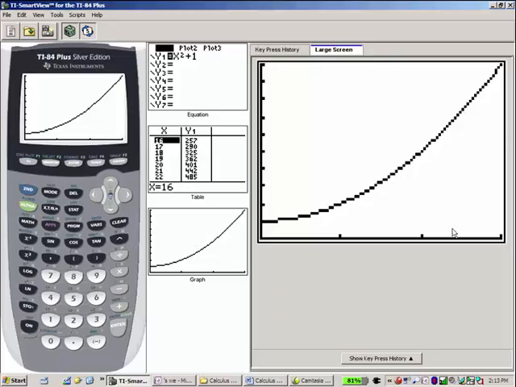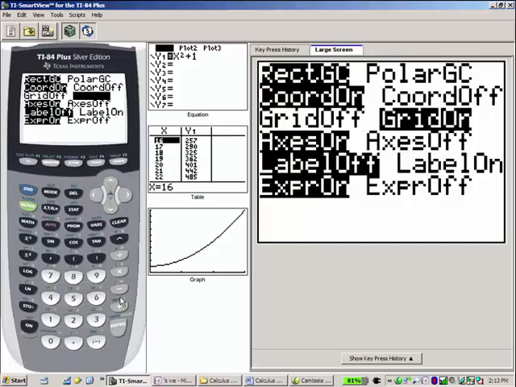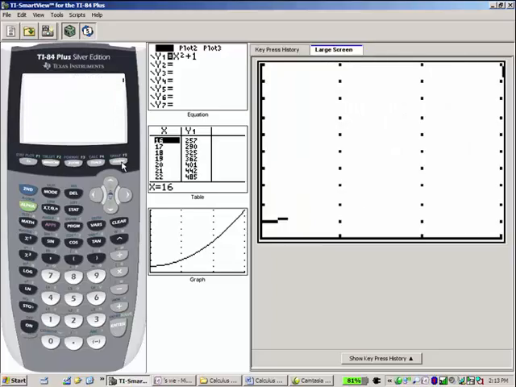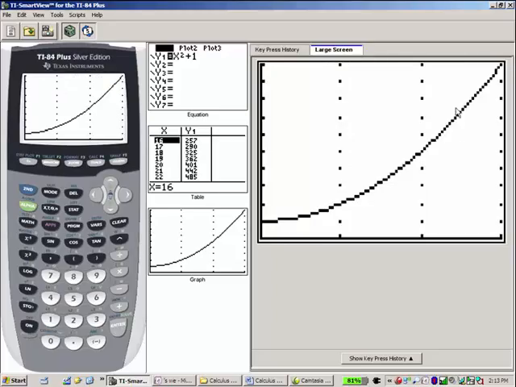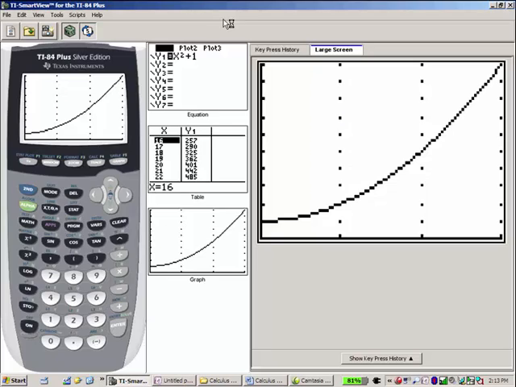So, if I asked you for the area under this curve, it might be hard to do, but on your calculator, if you go to second format, which is second zoom, you can turn the grid on. And if you turn the grid on and go back to the graph, you can start to visualize the squares. So maybe this is your workaround for graph paper.